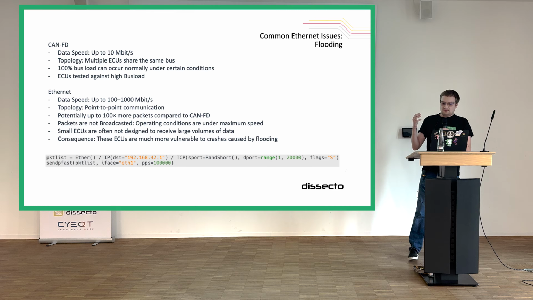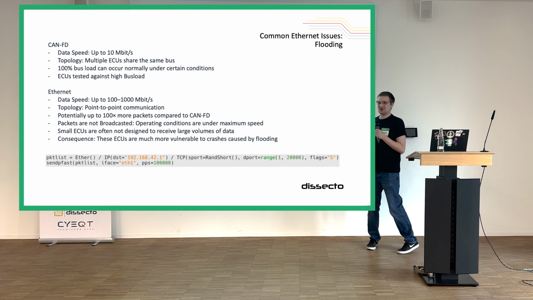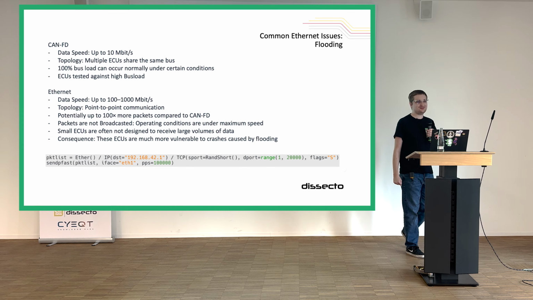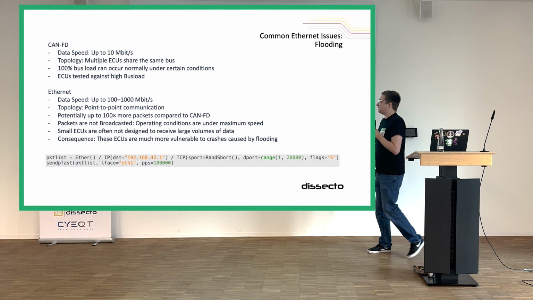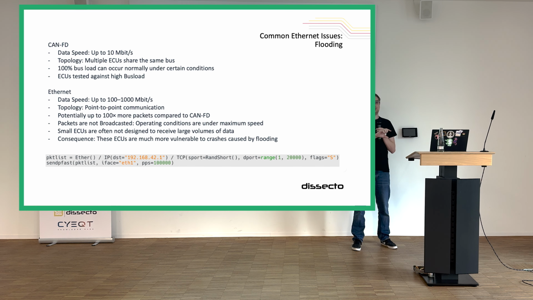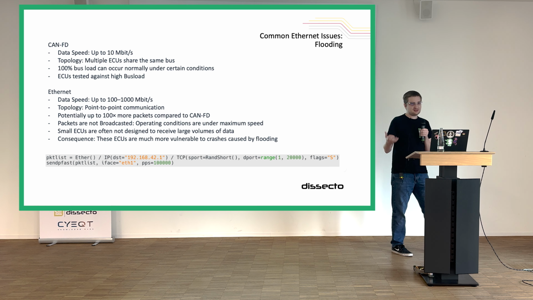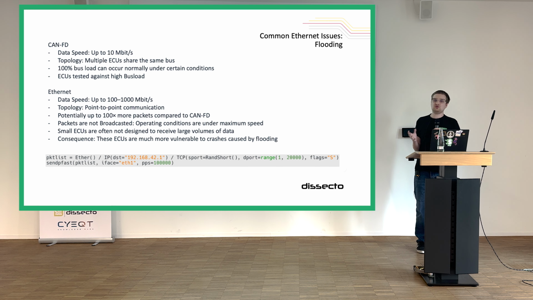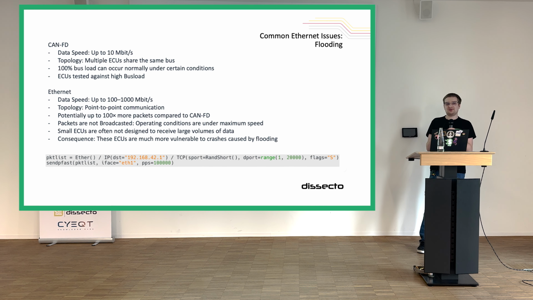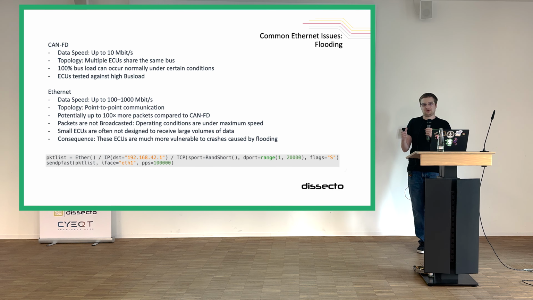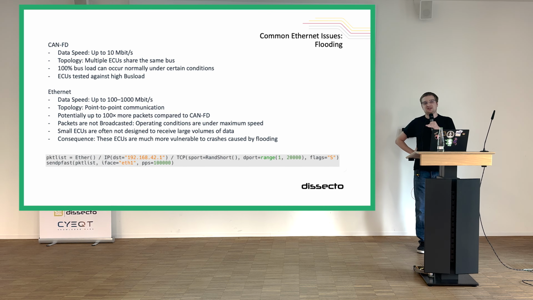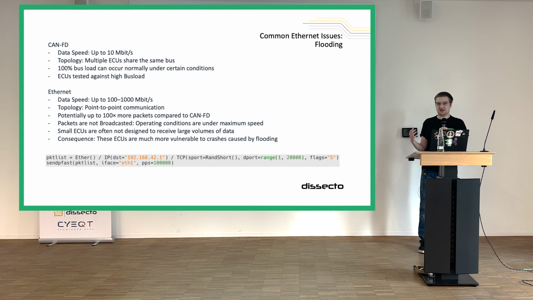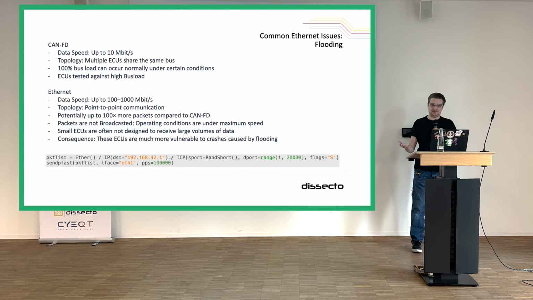And that leads to the first common issue. It's basically the first test we do if we get an ECU. It's flooding. In the world of CAN, we have a data speed up to 10 megabits, and the topology is that every ECU is on the same bus. Which means if an ECU gets a software update, all the other ECUs also get basically the full load on the bus, because the ECU is getting a software update at preferably maximum speed. Which means ECUs are tested against high or even maximum bus load, so flooding over CAN is rare.